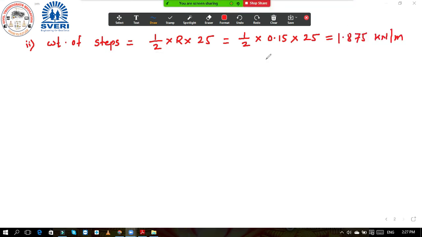And now after this, the third thing is floor finish. So this floor finish and the remaining problem we will see in the next lecture.